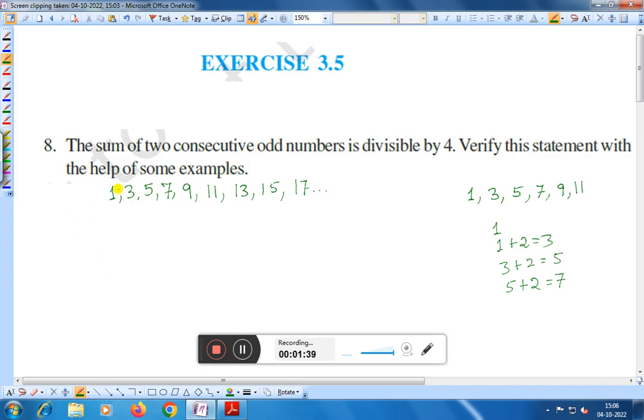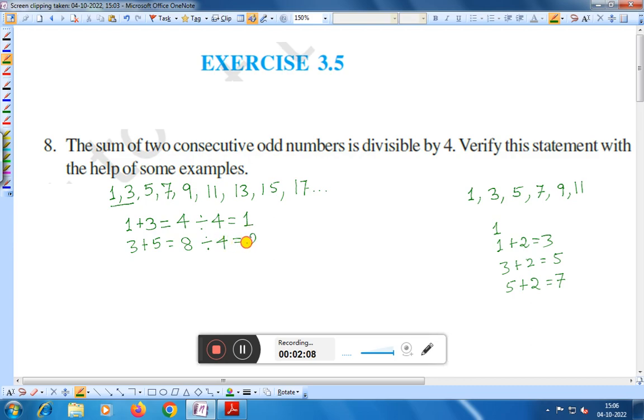Now, the sum of two consecutive odd numbers is divisible by 4. If we add two consecutive numbers, suppose you have taken 1 and 3, that is 1 plus 3 is equal to 4. And here you see that 4 is divisible by 4. 4 divided by 4 is equal to 1. It is divisible, right? Next I am taking 3 plus 5. 3 plus 5 is equal to 8. 8 is also divisible by 4, right?